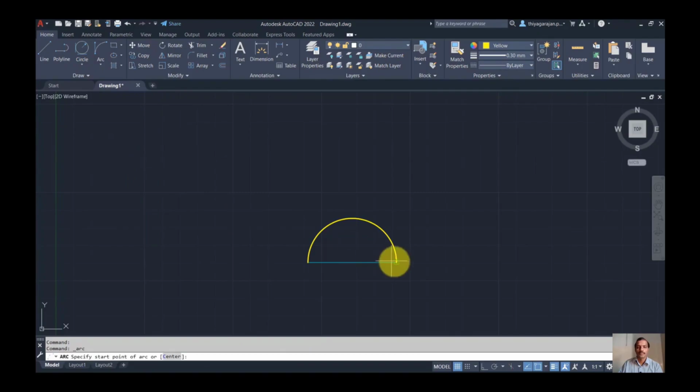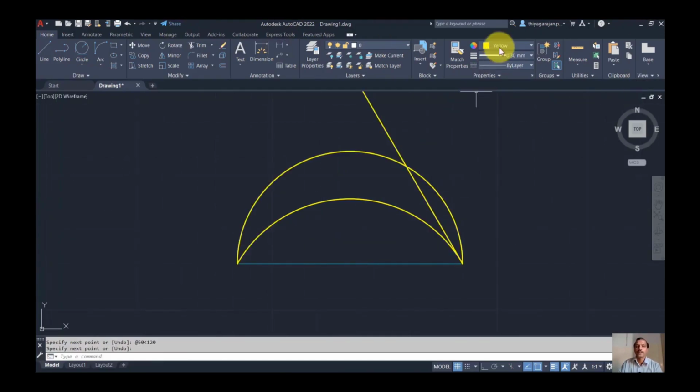Same start point, same end point. Now I'm going to give 120 degrees. Where is it, 120 degrees? If you draw a line of some length at an angle of 120 degrees, you will get that tangent direction. Let me draw a line 50 in the direction of 150.